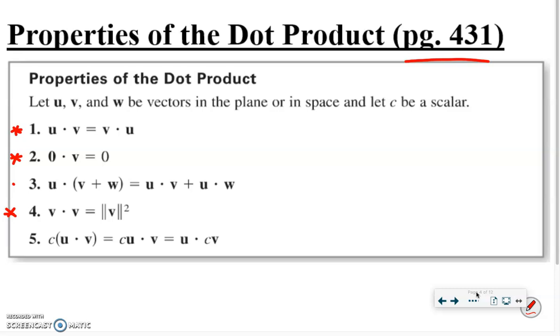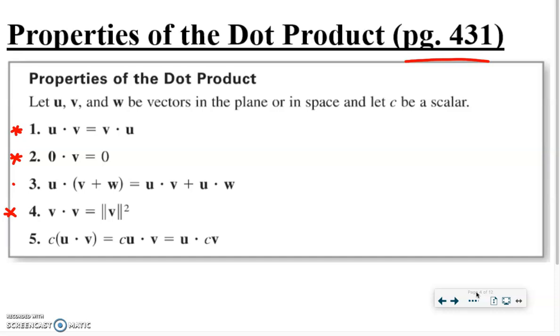But the other one that I really want to talk about here is number 4. V dot V is going to be equivalent to the magnitude of V squared. Okay, which kind of makes sense when you think about it, but that also might be one that we could utilize as a shortcut. If you needed to find V dot V and you already know the magnitude, we could just square the magnitude instead of doing the dot product. Again, you're probably saving literal seconds here, not minutes and hours worth of work.